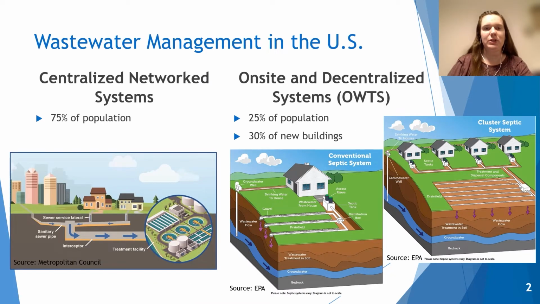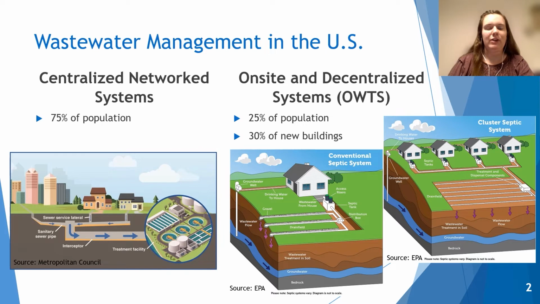In the U.S., wastewater is managed using either centralized network systems or on-site and decentralized systems. Roughly 75% of the population are connected to these centralized systems. This is what you think about as your typical municipal sewer network, where the buildings and houses are connected to underground pipes that lead to a centralized wastewater treatment plant.